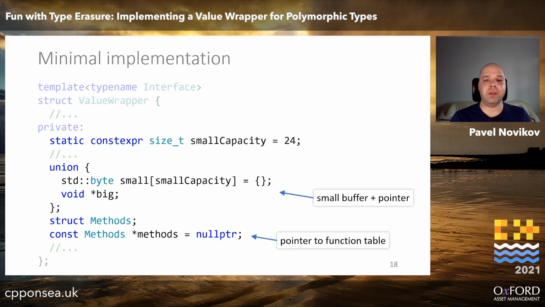In the private section, we have a constant for small buffer capacity, which we choose to define equal to 24, like in libc++, I guess. And we have a union with a small buffer and a pointer to a big object, depending on which we have at the current moment. And also we have a pointer to a table of functions.